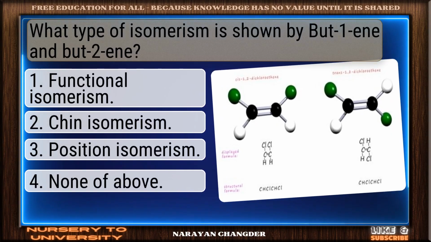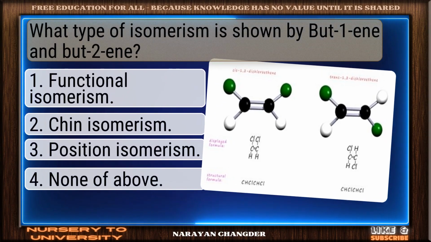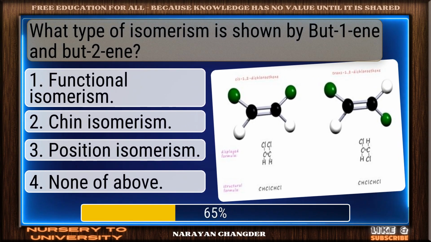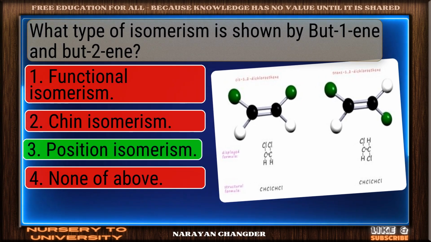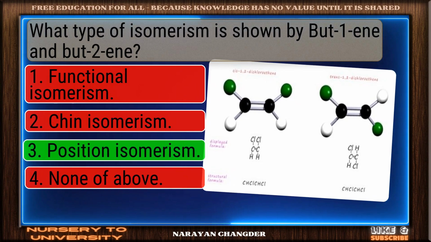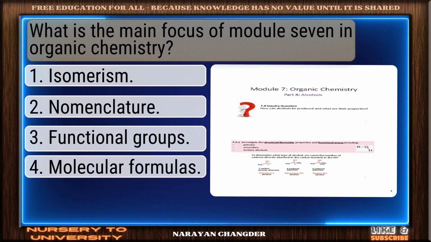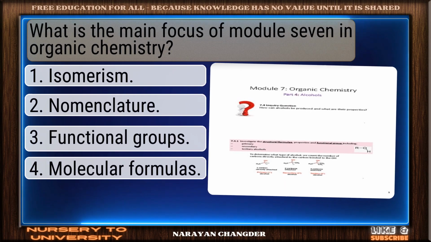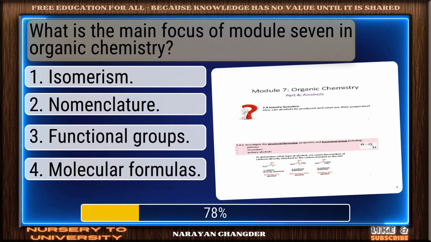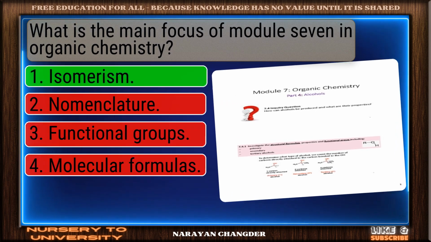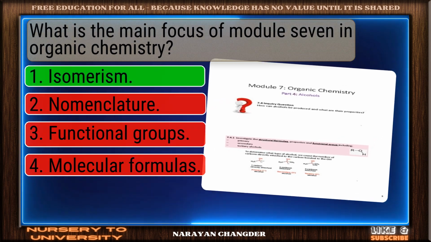What type of isomerism is shown by but-1-ene and but-2-ene? Great thinking. Position isomerism is the right choice. What is the main focus of Module 7 in organic chemistry? You chose isomerism, and it is correct.